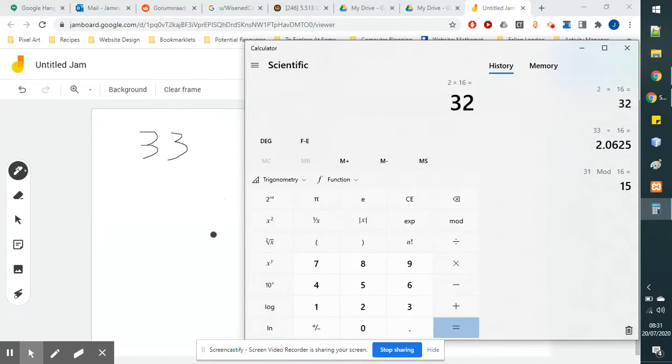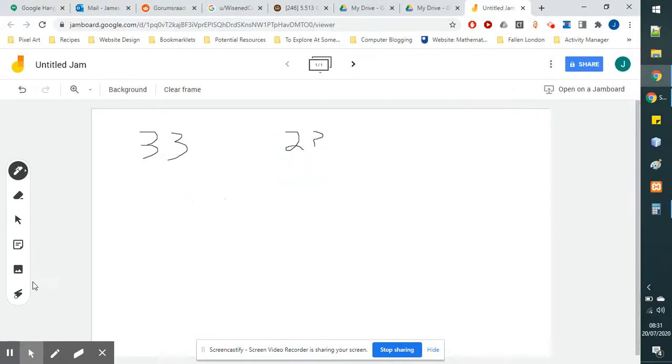I'm trying to get 33. 2 16s are 32, and I'm trying to get 33. So I need to add 1. What that means is my second number is a 1. So 33 decimal is 21 in hex.